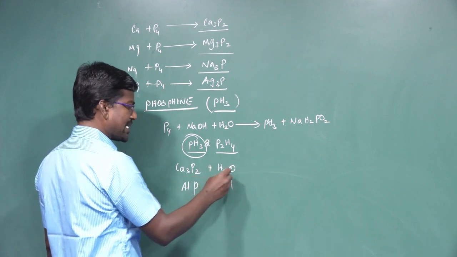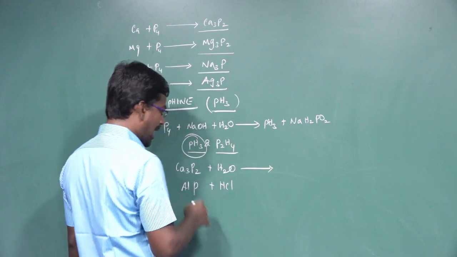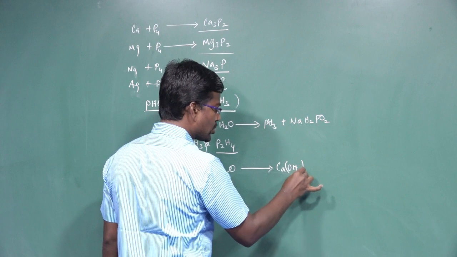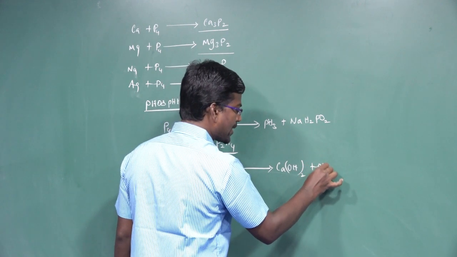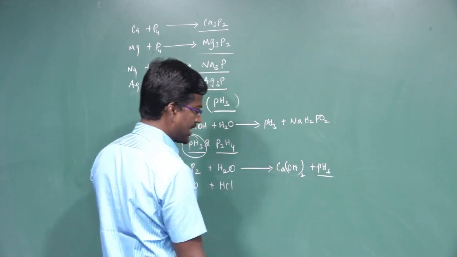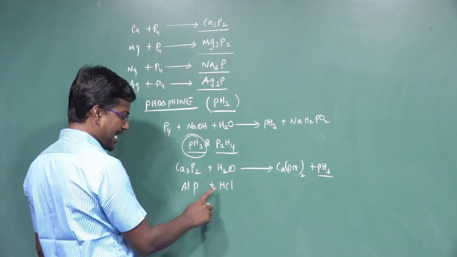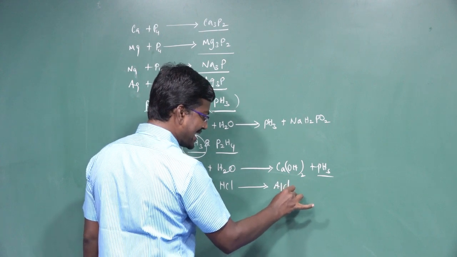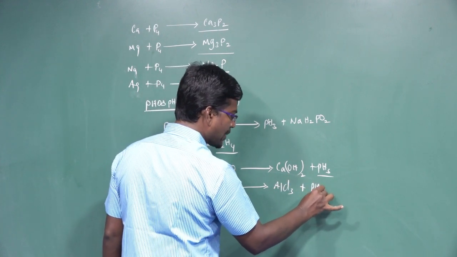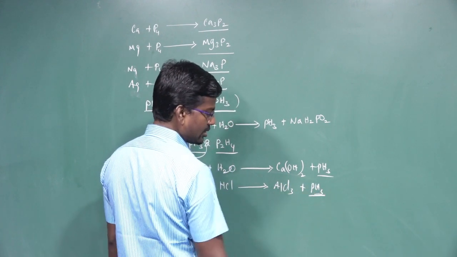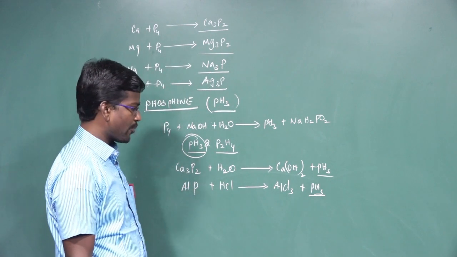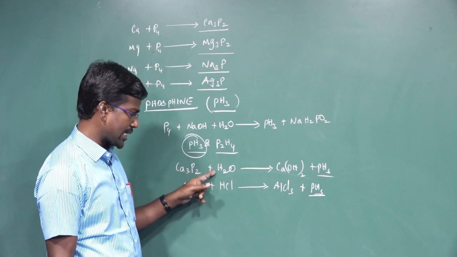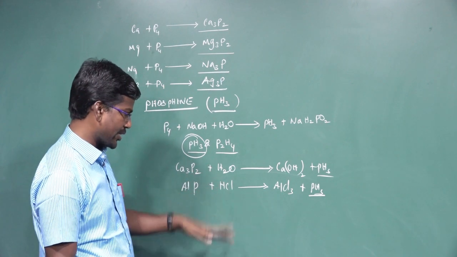The calcium phosphide reacts with water to give calcium hydroxide Ca(OH)2 plus phosphine PH3 is released. Aluminum phosphide reacts with hydrochloric acid to give aluminum chloride AlCl3 plus phosphine PH3 is released. It is one way. So for the preparation of phosphine from metallic phosphide, aluminum phosphide reacts, or is hydrolyzed, with water or mineral acids, that means hydrochloric acid.